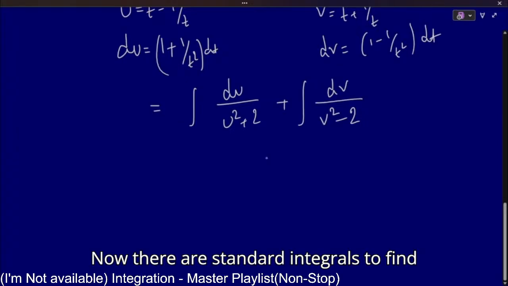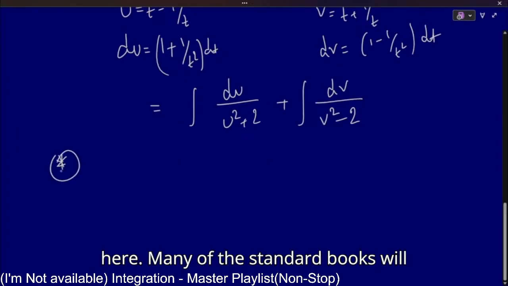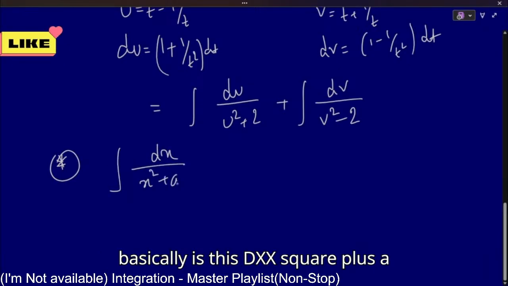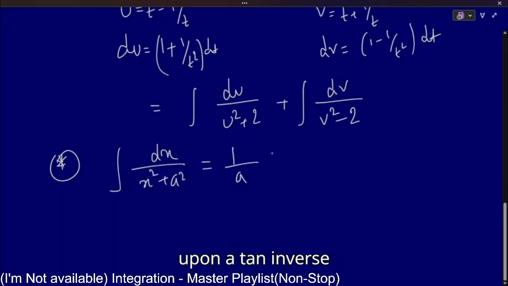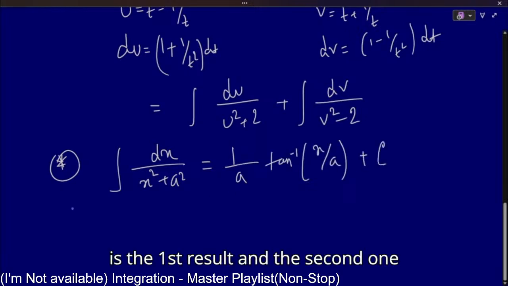Now, there are standard integrals to find this, and I will jot it down right here. Many of the standard books will give you this result. The first one is: dx upon x square plus a square, where a is a constant, is 1 upon a tan inverse of x upon a plus c.